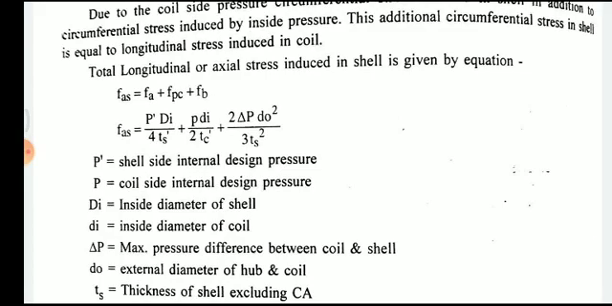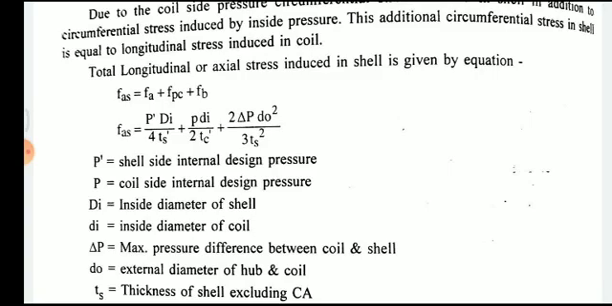So FAS is equal to P dash DI upon 4 into TS dash, plus PDI upon 2C dash, plus 2 delta P D0 square upon TS square. Okay, total FAS, the total longitudinal or axial stress. Okay, and then the formula is said that FAS, P dash DI.